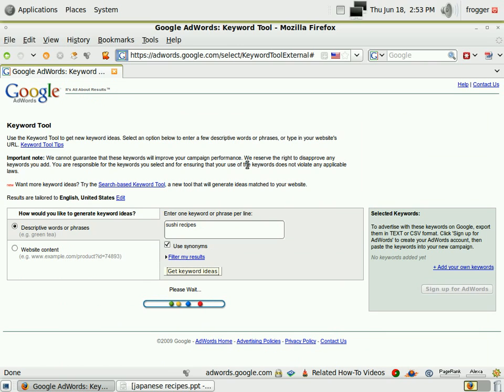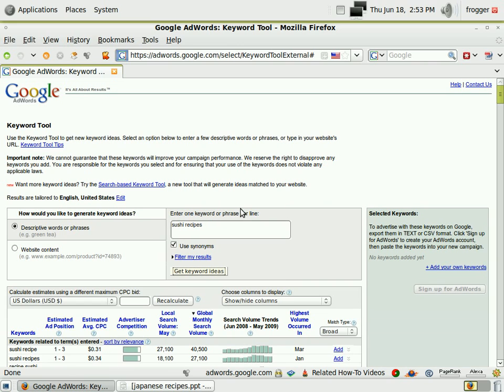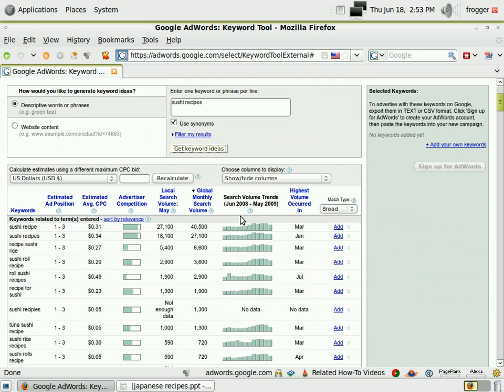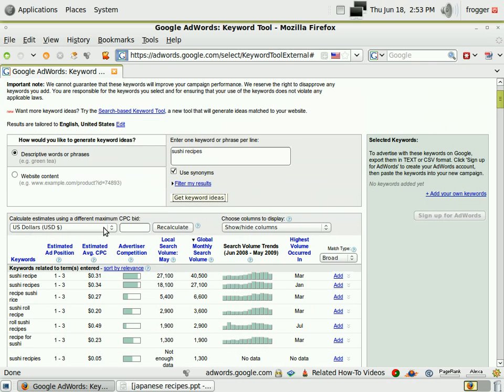Sushi recipes, we've got 40,500. That's a lot. That's another big group of visitors. This one's a little bit more expensive. Sushi's pretty popular, but it's a real general term and not a lot of buyers on just looking for recipes, mostly freebie seekers. But there are definitely a percentage of buyers, and we can find out how many.